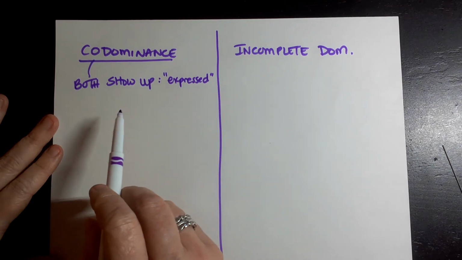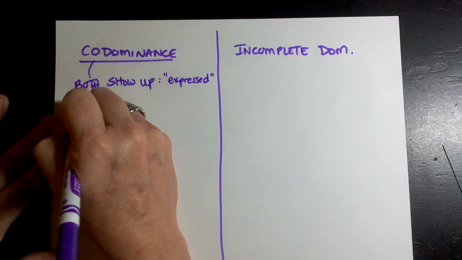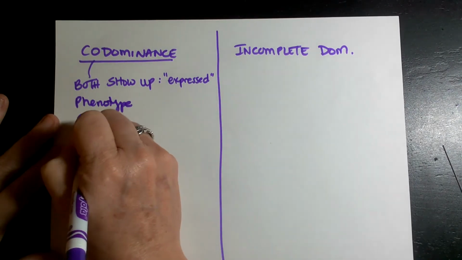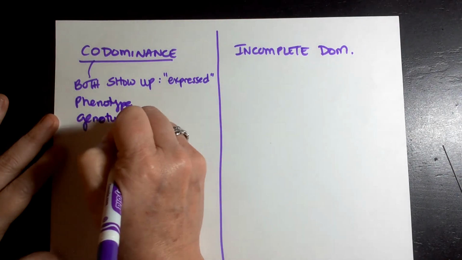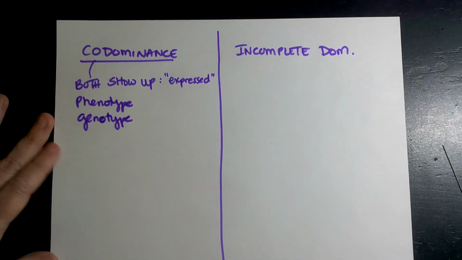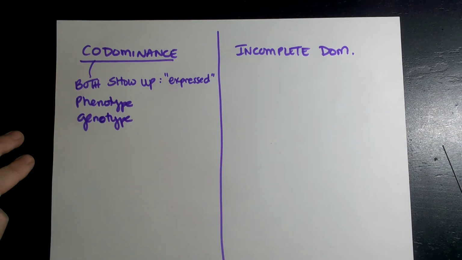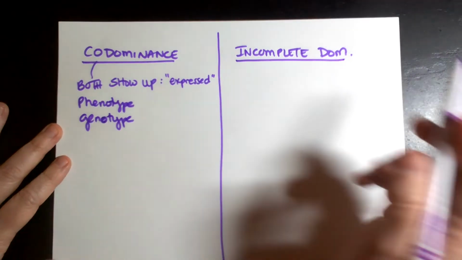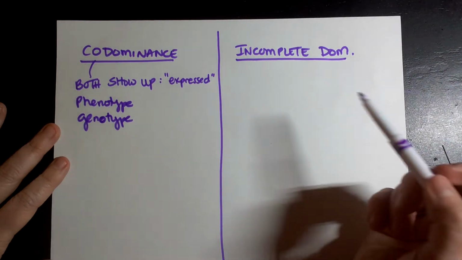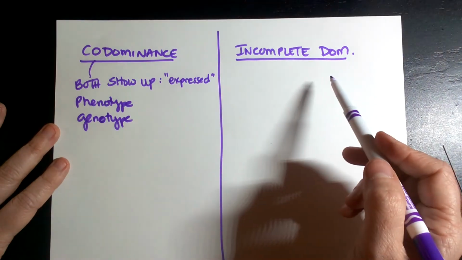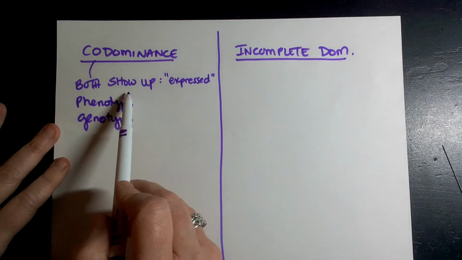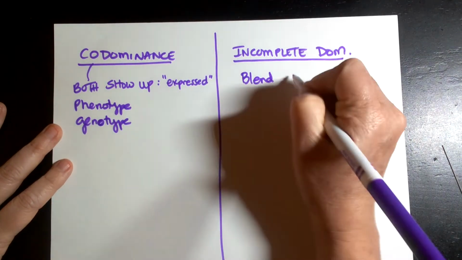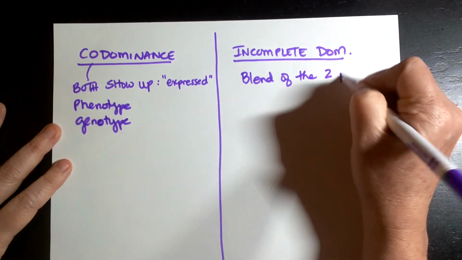So physical attributes are called your phenotype. All right, and your letters that you get are called your genotype. And those are composed of alleles, right? And everybody has 2 alleles for every trait because you get 1 allele from each parent. Incomplete dominance is a situation where one doesn't win and dominate the other, and both of them don't show up. Incomplete dominance is when they blend. So it's a blend of the 2 phenotypes.